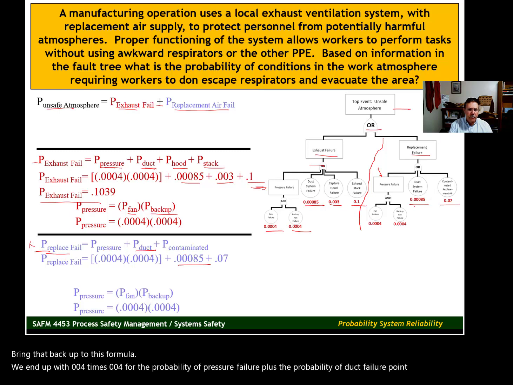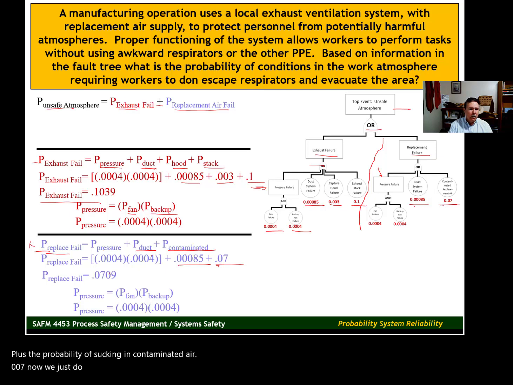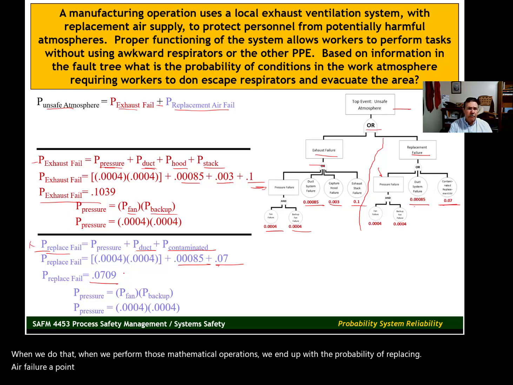We end up with 0.004 times 0.004 for the probability of pressure failure, plus the probability of duct failure, 0.0085, plus the probability of sucking in contaminated air, 0.007. Now we just do the math here. When we perform those mathematical operations, we end up with a probability of replacement air failure of 0.0709. Now we can bring everything back up here.